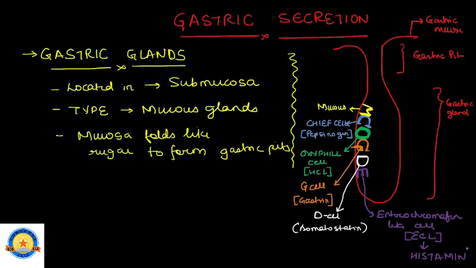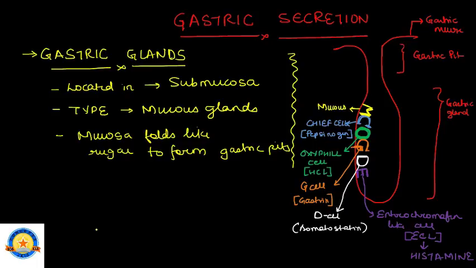So now one more time we can just revise. First cell M, mucous cell secretes mucus. C, chief cells or zymogen cells produces pepsinogen. O, oxyphil cells produces HCl. G cells produces gastrin. D cells, what does D cell produce? D cell produces somatostatin, and the next one is the enterochromaffin-like cells produces histamine. Okay, I hope that is clear.